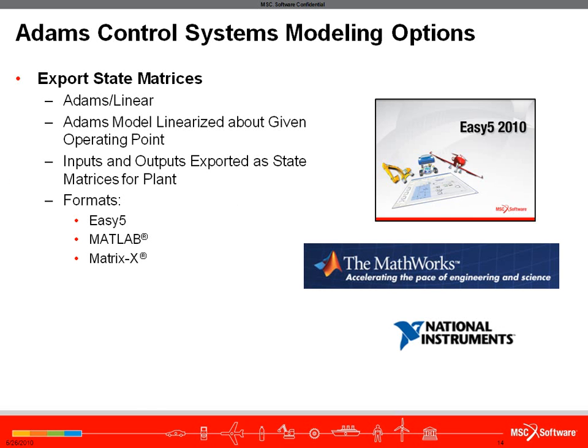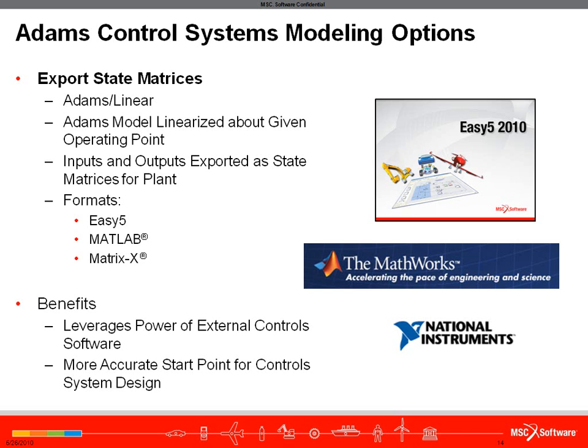Another use case is via the Atoms linear module, whereby a user can specify inputs such as control torques and outputs such as angular rates and errors, then export state matrices for the flexible plant after linearizing the model about a given operating point. These matrices can be exported in formats suitable for MSC's EZ5 software, MATLAB from the MathWorks, and Matrix X from National Instruments. Key advantages here are that the full power of control law modeling in the external software is available and has a good mechanical model on which to operate.